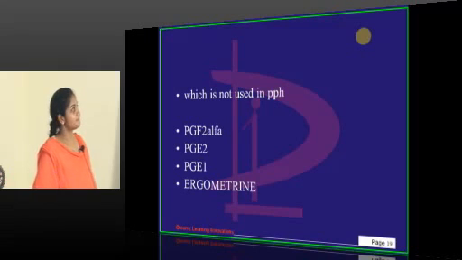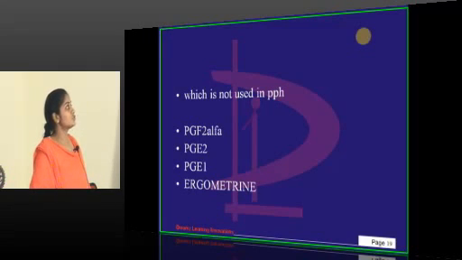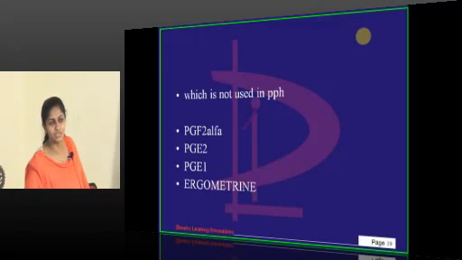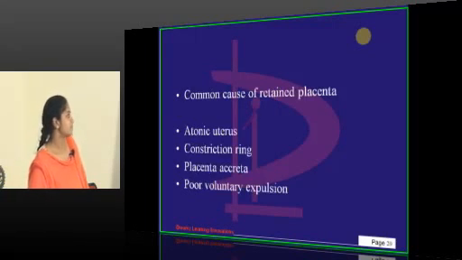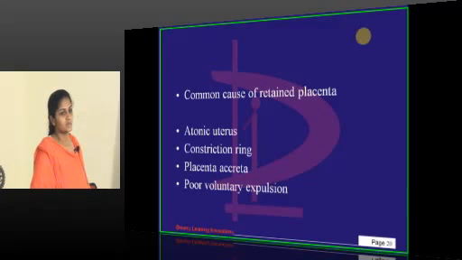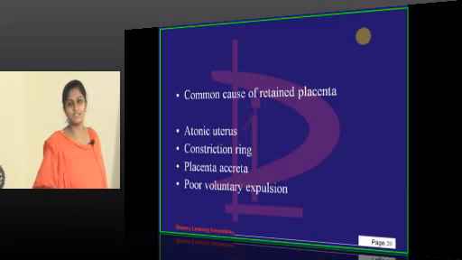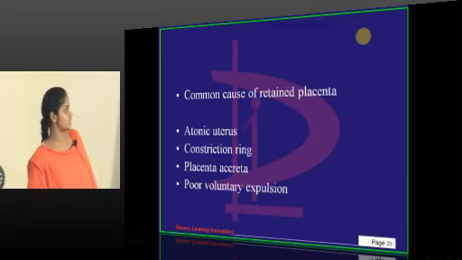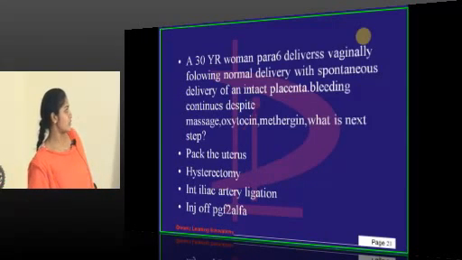Now answer. Which is not used in PPH? What is F2 alpha? What is E2? Where do we use it? Fast. ABCD. Retained products. Why is the product retained? Because it is not expelled outside, because the uterus is not contracting. So it is the atonicity of the uterus. Answer is A. Next, now answer this.